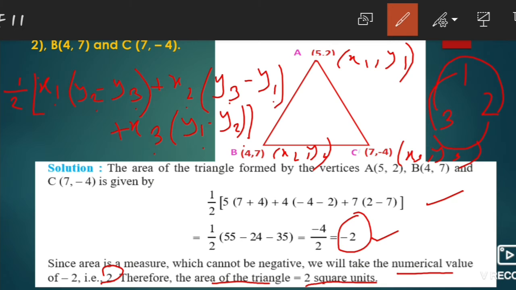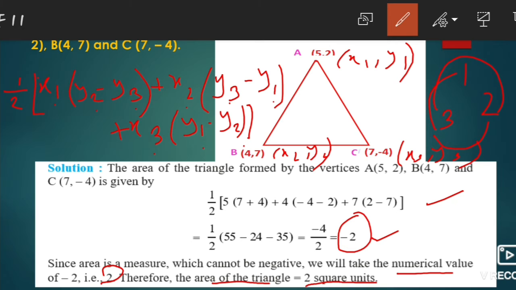So what I said, if after using this formula the area of the triangle becomes negative, then you will consider only the numerical value. That means you will not consider the negative sign, because area is always positive.